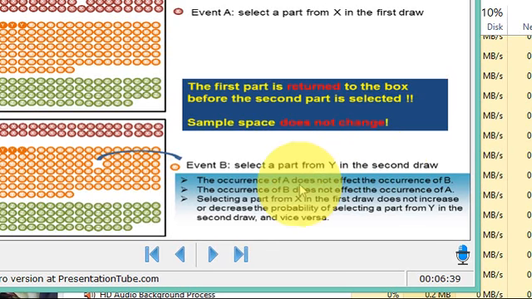So the occurrence of A does not affect the occurrence of B, and on the other hand, the occurrence of B does not affect the occurrence of A. To put it in other words, selecting a part from X in the first row does not increase or decrease the probability of selecting a part from Y in the second row, and vice versa, because we return the parts and we restore the sample space to the 261 parts.